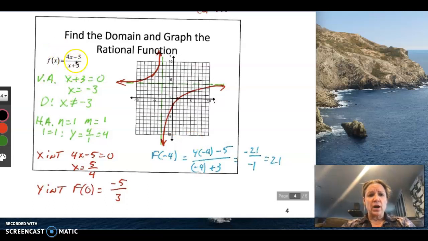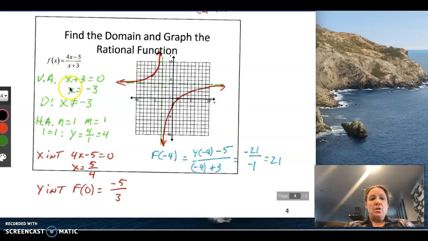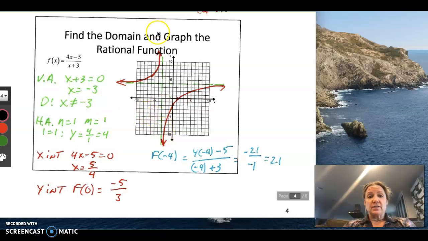Next function is 4x minus 5 over x plus 3. Okay. So to get the vertical asymptote, we're going to take the denominator, set it equal to 0, subtract 3 from both sides, and there's your vertical asymptote, okay, in green.